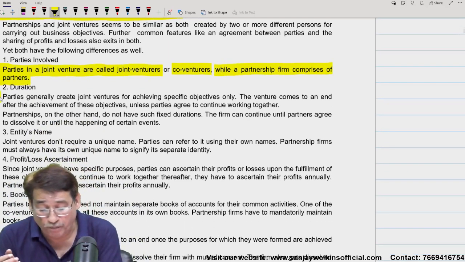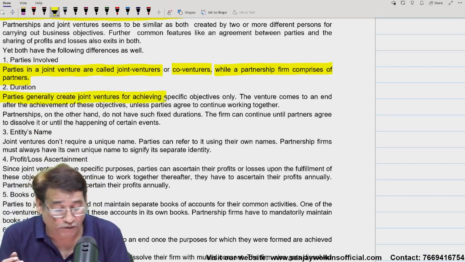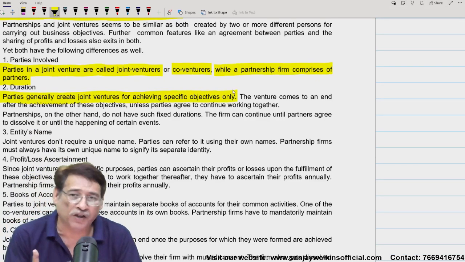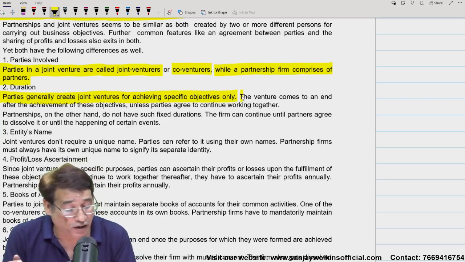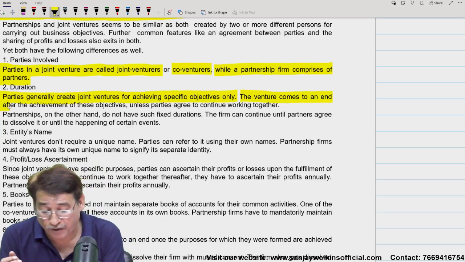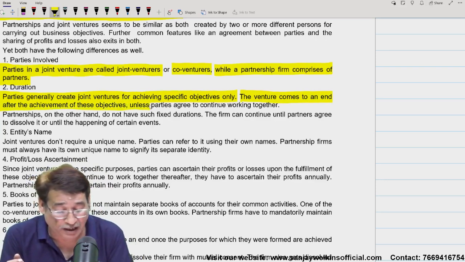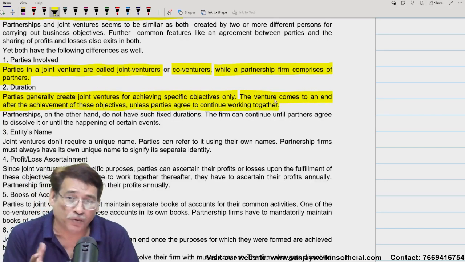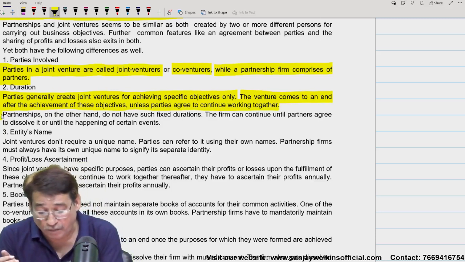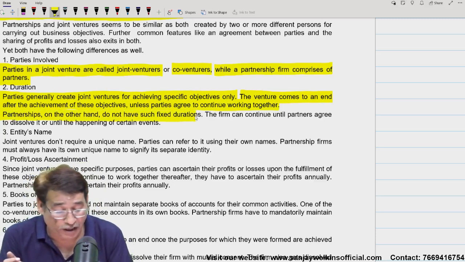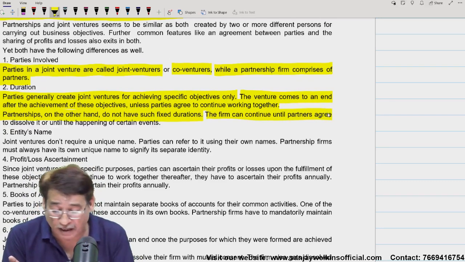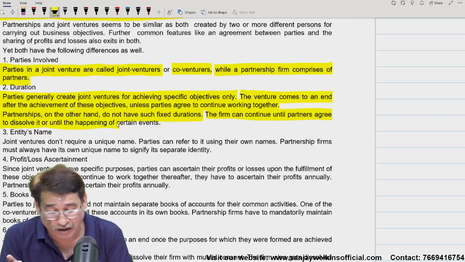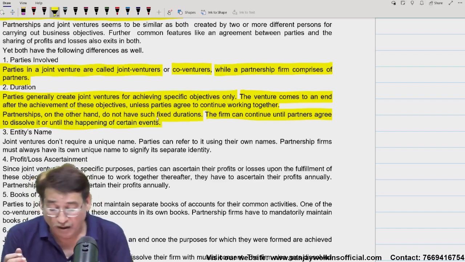And duration. Parties generally create a joint venture for achieving specific objectives only. And the moment the objective is achieved, the venture will come to an end, unless the parties agree to continue working together. But partnership, on the other hand, does not have any such fixed duration. The firm may continue until the partners agree to dissolve it, correct? Or until the happening of certain events.